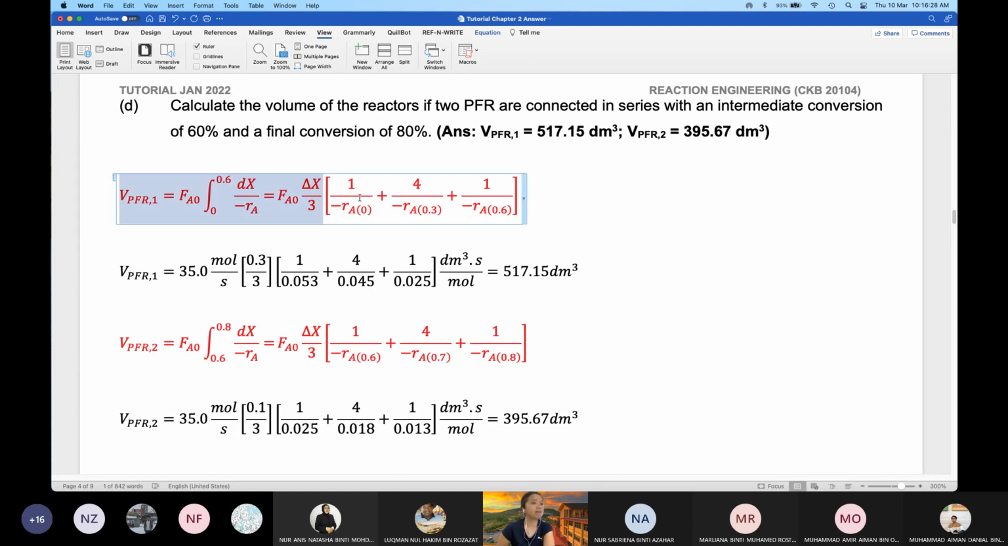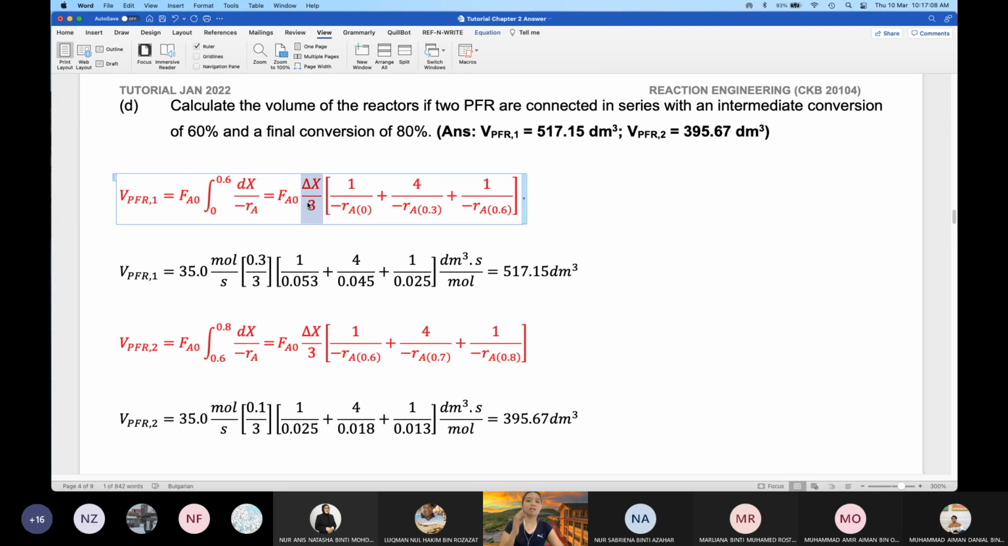So in the first PFR, volume of the first PFR equals to FA0 integrating from 0 to 0.6. Why 0 to 0.6? Sebab in the first PFR, I go from zero conversion, nothing is converted until 60% dalam reaktor pertama. Sebab tu lower limit kosong, upper limit 0.6 dX per minus RA. Why I always emphasize on lower limit, upper limit? Sebab nanti bila kita nak buat pengiraan Simpson one-third rule tu, kamu dah akan tahu starting point dengan final point dia. That's why it become FA0 delta X per 3.